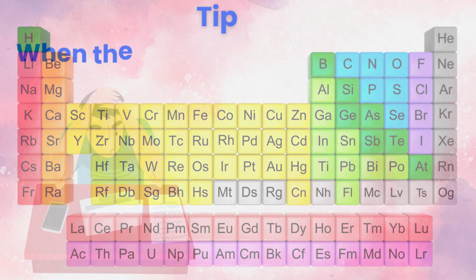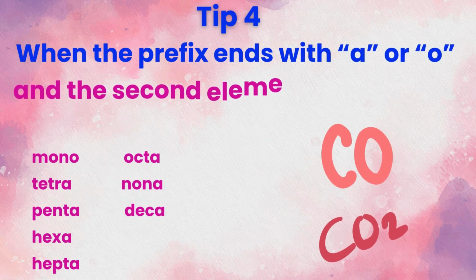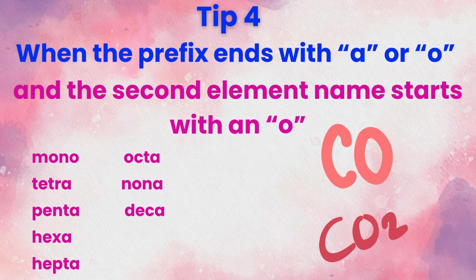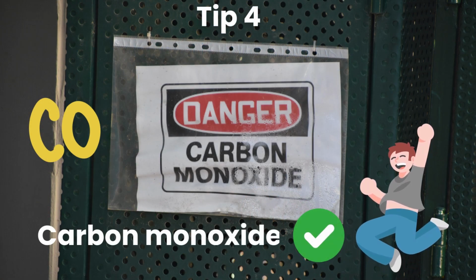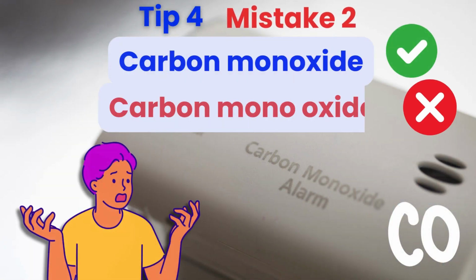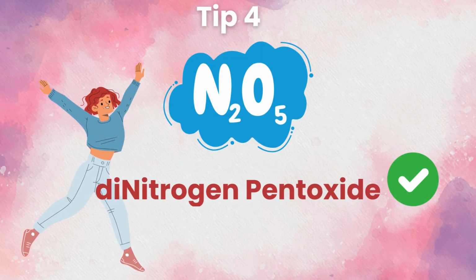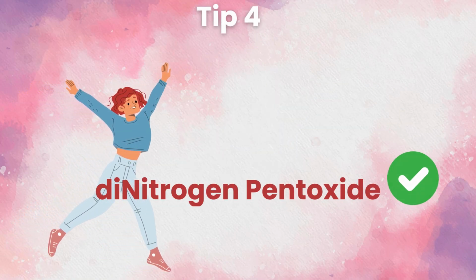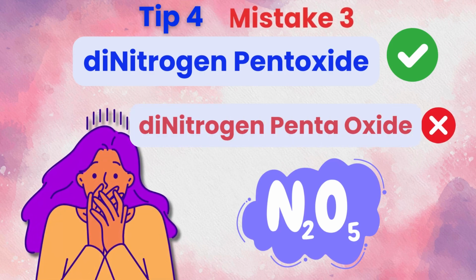Tip 4. When the prefix ends with A or O and the second element name starts with an O, which means the second element is oxygen, drop the A or O from the end of the prefix. CO is carbon monoxide, not carbon monooxide. N2O5, dinitrogen pentoxide. It is not dinitrogen pentaoxide.